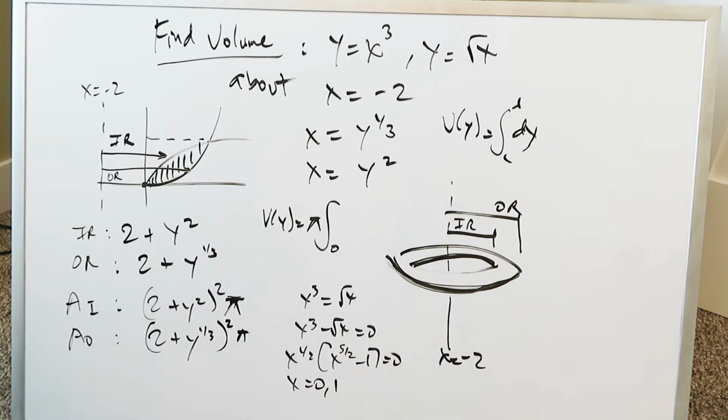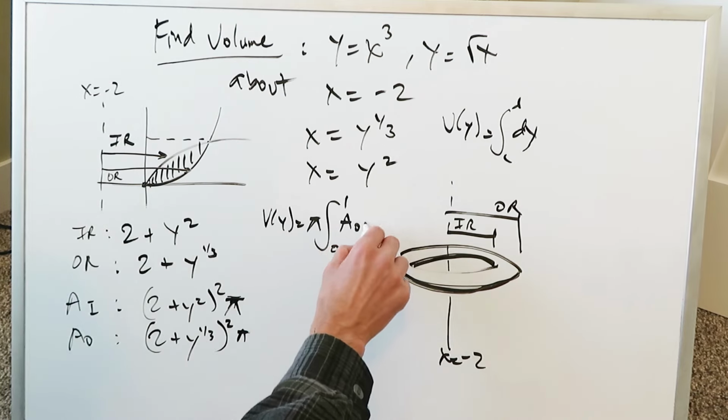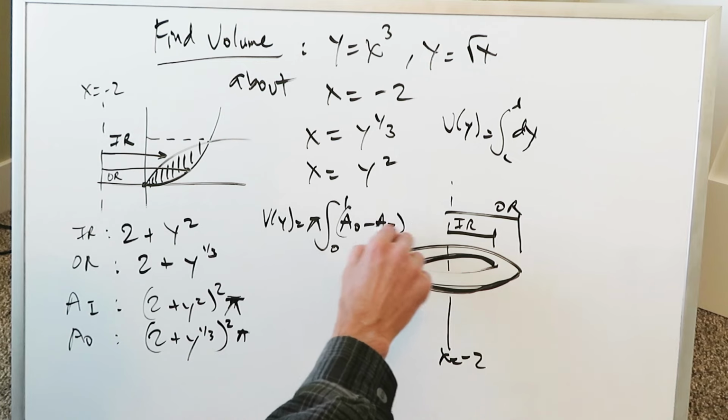When you put 0 in any of these equations, you get 0, 0. So that's your y value. When you put 1 in any of these equations, you get 1, 1. And that's exactly how you're determining your upper and your lower limits. And you're going to do outer area minus inner area with respect to dy.